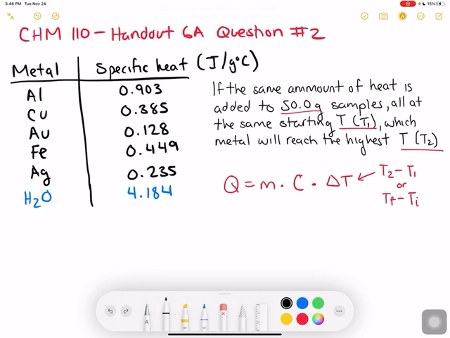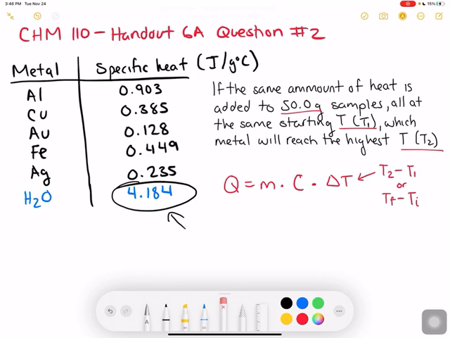The specific heat of water is 4.184 joules per gram per degree Celsius. This means that it takes that amount of joules in order to increase the temperature of 1 gram of water by 1 degree Celsius. As you can see, the specific heat of water is relatively larger. It's in the next order of magnitude larger than the specific heat of the metals.